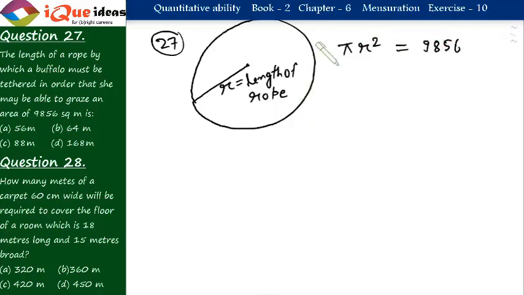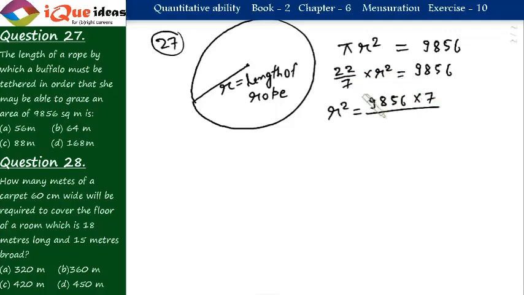Now pi is 22 by 7 into r square equal to 9856. Now you see r square will be equal to 9856 into 7 divided by 22. So 11 cancels 22 two times, and 11 cancels 9856. Let's see how many times it will be. 11 8s is 88, 11 9s is 99, 66 will be 6. Now 896 will be cancelled by 2, it will give us 448 into 7.